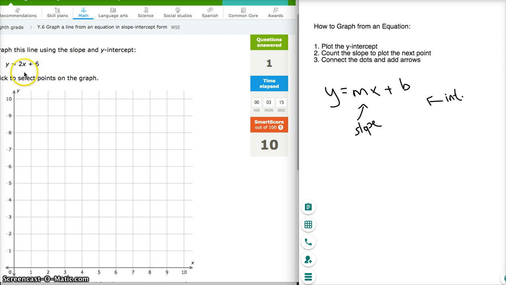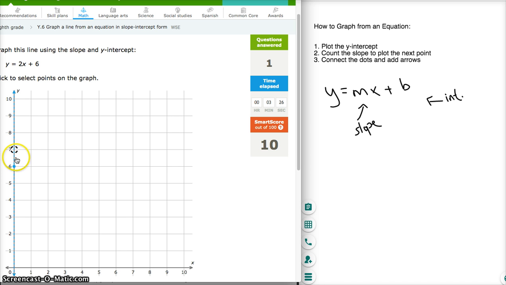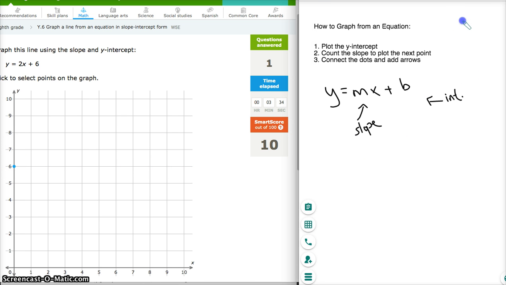Y equals 2x plus 6. Plot the y-intercept. Well, the y-intercept here is 6, so we're going to look along the y-axis. Now we're going to put our first point on 6. And then we need to plot our slope. So we need to count the slope. So right now, our slope is being read as 2.